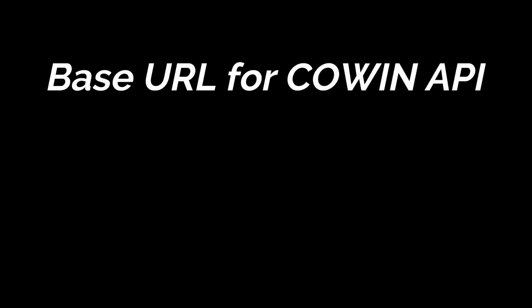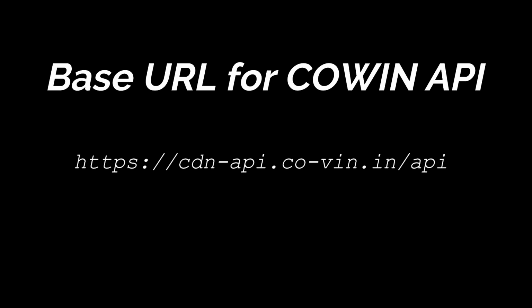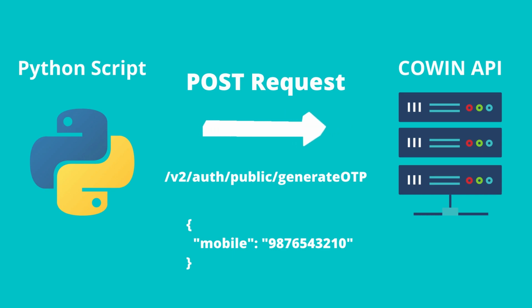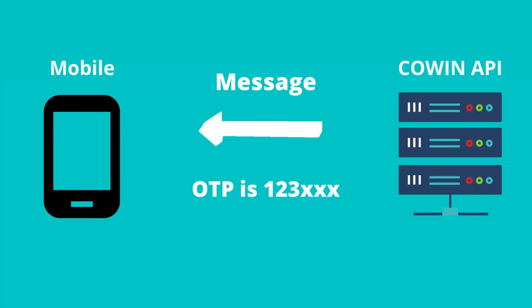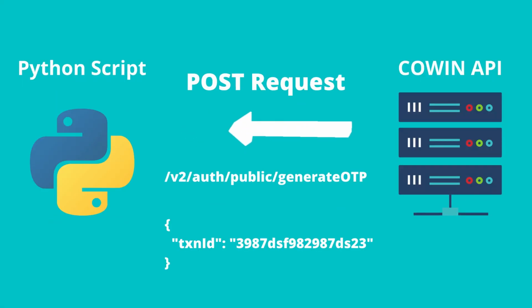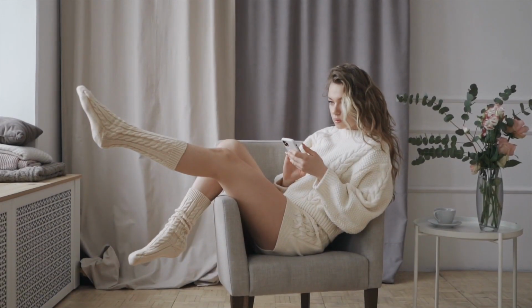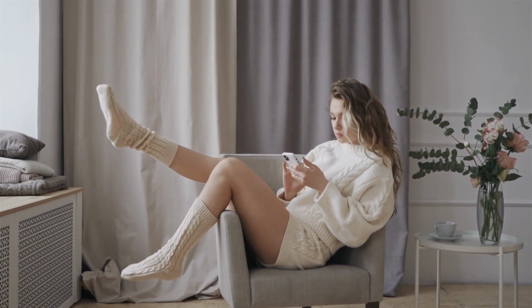The base URL for CoWIN public API is https://cdn-api.co-win.in/api. Step 1. You send a POST request to the endpoint v2 auth public generate OTP with POST data containing your mobile number. Remember, this should be your mobile number as you will receive OTP at this number. In response to this request, you get a TXN ID which is meant to be used for the next request. After that, you have to wait for OTP at your number.